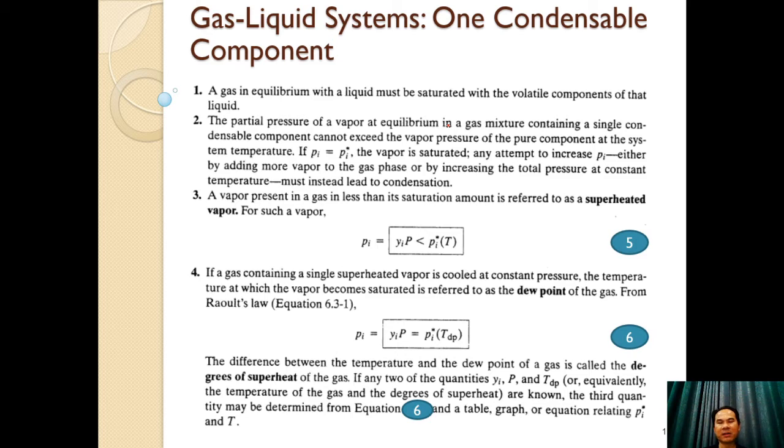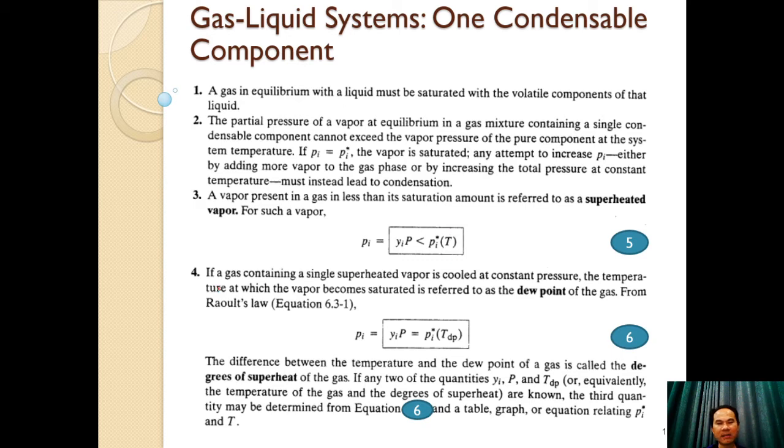The next step, we would like to talk about the superheated vapor. If a vapor present in a gas is less than its saturation amount, we refer to this as a superheated vapor. So what does it mean? If yi P is less than Pi star, less than the vapor pressure, we call it the superheated vapor.